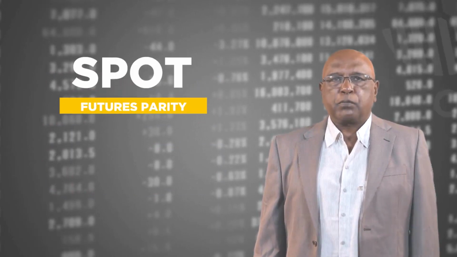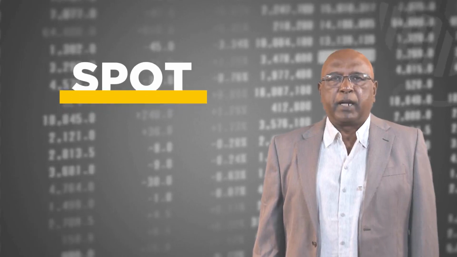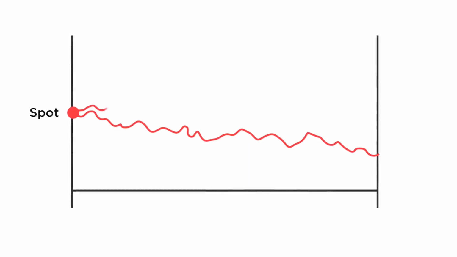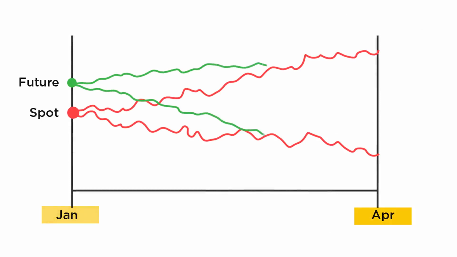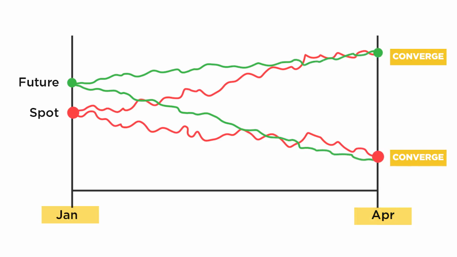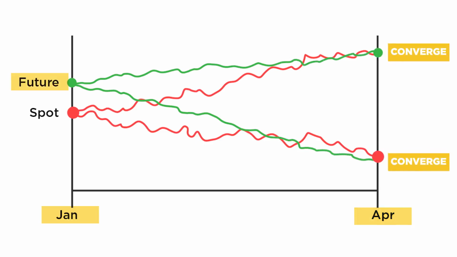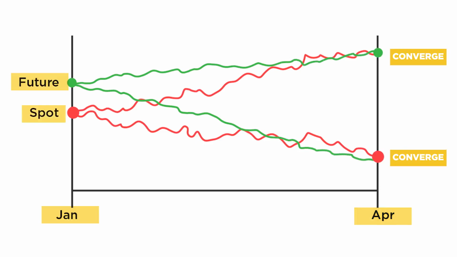And indeed they are, a relationship known as spot futures parity, which appears in our deep dive. In our coffee example, the spot price for coffee will change from January to April. The futures price for April coffee will change from January to April too. But in April, the two prices will converge. In January, the futures prices for April coffee may be different from the January coffee spot price. But in April, the futures price for April coffee should be the same as the spot price in April, shouldn't it?